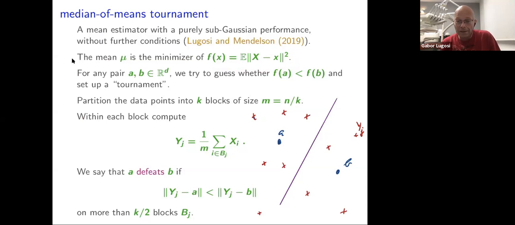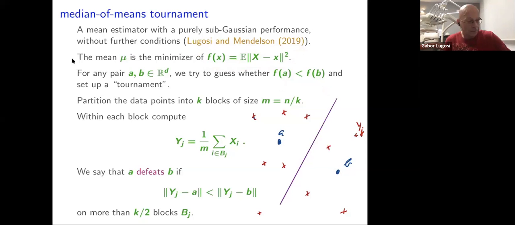If you think about the mean like this, then we can look at candidate estimators A and B. Now we can ask which one is better. This is a kind of optimization point of view. I would like to find the minimum of this function, and now I can try to have some kind of a comparison oracle that tells me if A is better than B. So I will say that a candidate A beats the candidate B.